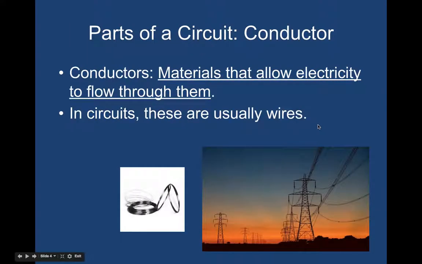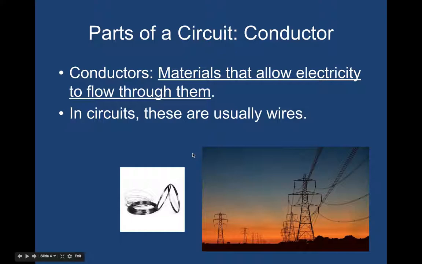So we had parts of a circuit: the voltage source, and then you have the conductor, which is the material that's going to allow the electricity to flow through them. Usually in a circuit, these things are wires. Sometimes it could be metal plates, or different types of plastics that are actually conductors, things like that.